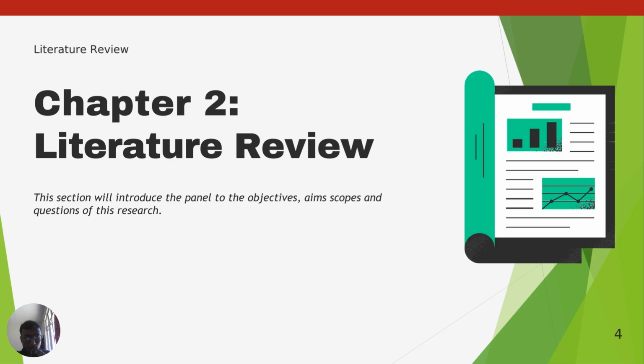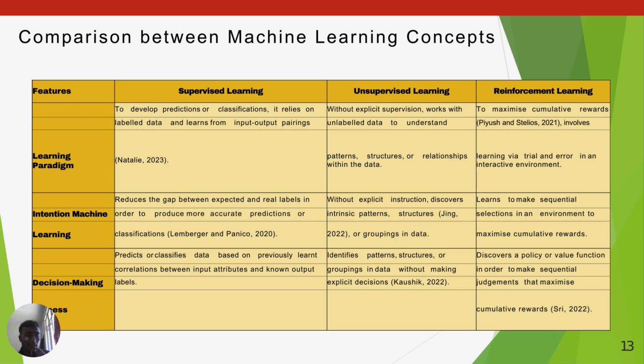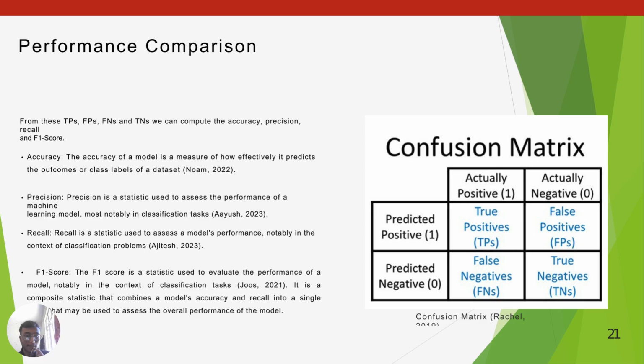Moving on to chapter 2, the literature review. It covers supervised learning, which is conducted with random forest and also XGBoost. There are supervised, unsupervised, and reinforcement learning. These are all built on the machine learning concept, and every approach has its own learning paradigm, intentional machine learning, and decision making processes.